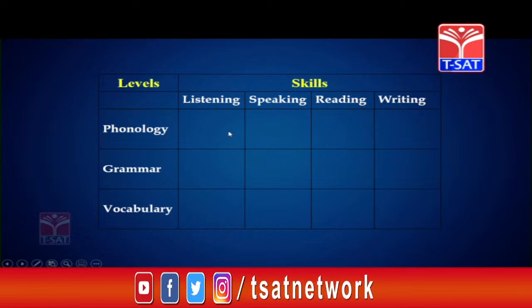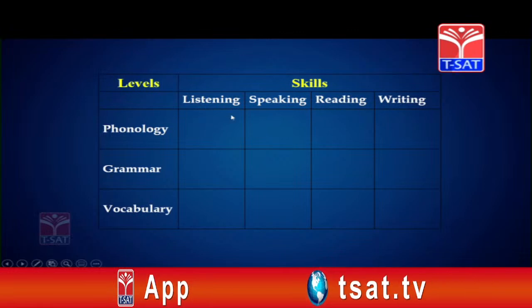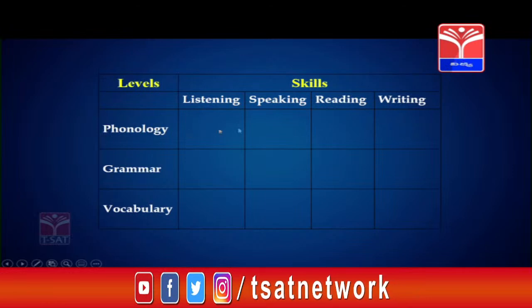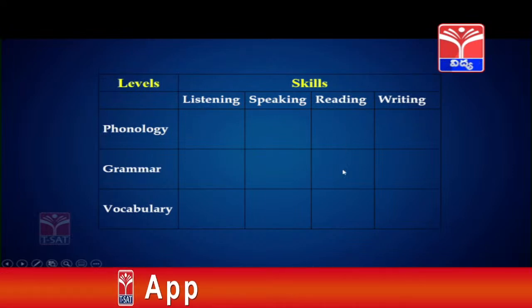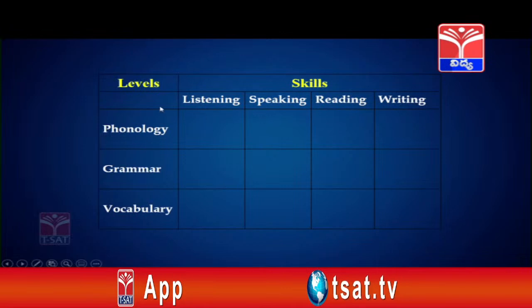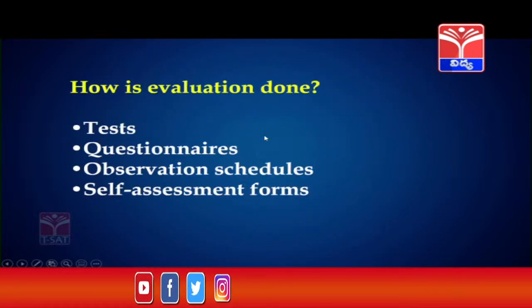For example, when we are working with a minimal pair and when the students are asked to identify the particular sounds, the focus is on listening as a skill as well as the level is phonology. And spotting the errors or identifying the errors in the sentences, if you see that, the focus is on reading as well as grammar. So, in evaluation we can link the levels with the skills.